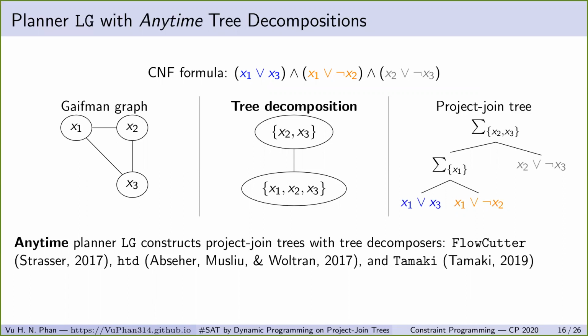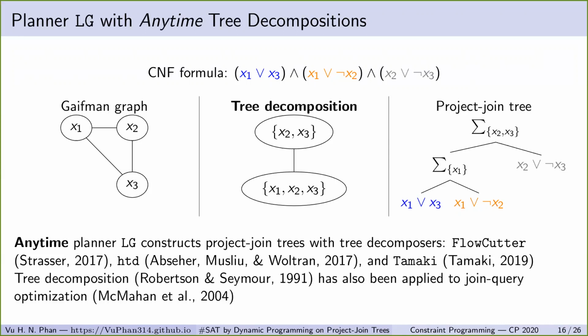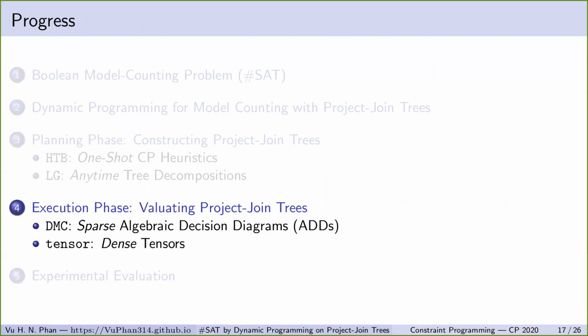LG is an anytime algorithm because it produces better and better join trees if given more time. To do this, LG takes advantage of the anytime tree decomposition tools, FlowCutter, HTD, and Tamaki. Note that tree decomposition has been used in other application domains, including join query optimization. Now we switch to the execution phase and the two implemented executors.